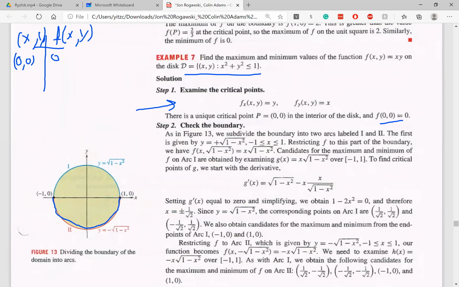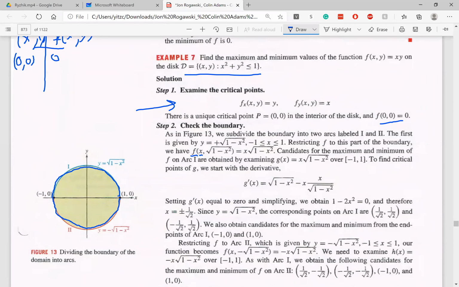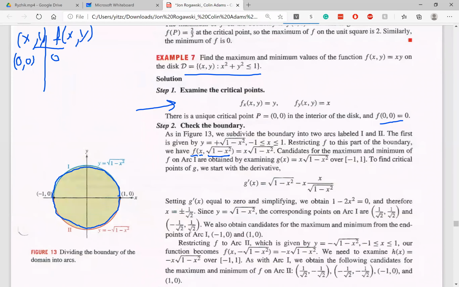Now, in the boundary, we are going to look at this boundary over here and this boundary over here. And we end up doing that by just plugging the boundaries into our function. So the first one will be f of x, and for y, we're going to take the positive part of the square root of 1 minus x squared. And we take the derivative, and this is all a Calc 1 problem, so I'm going to skip it.